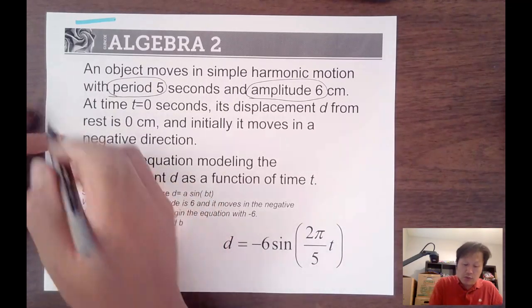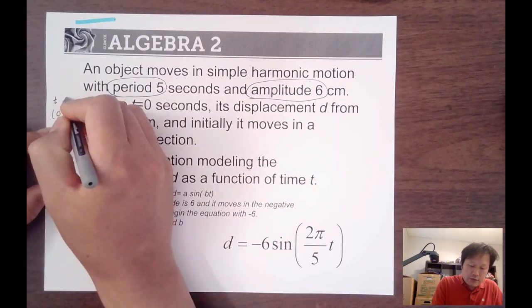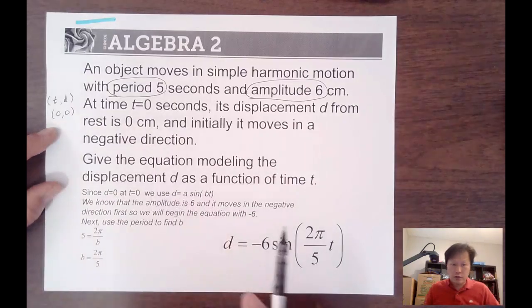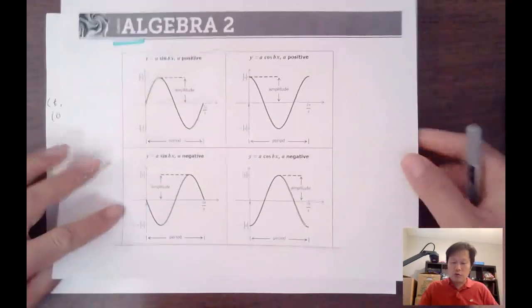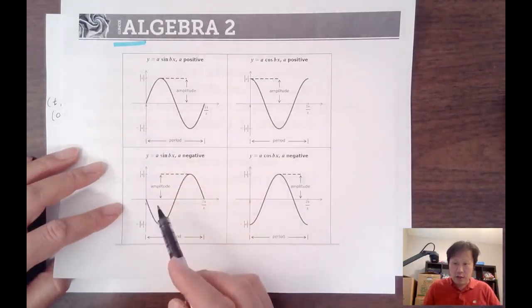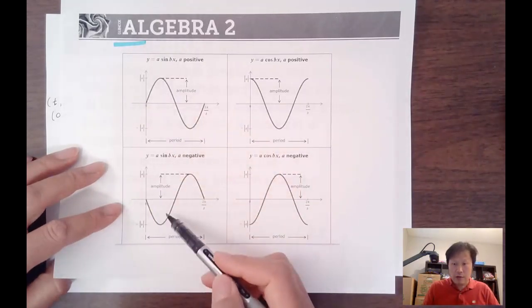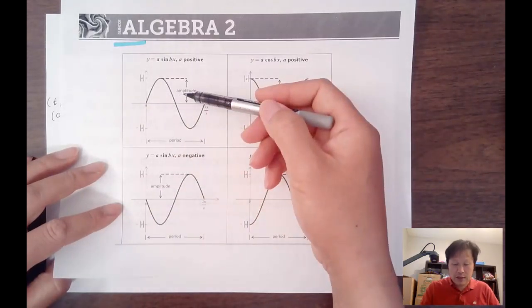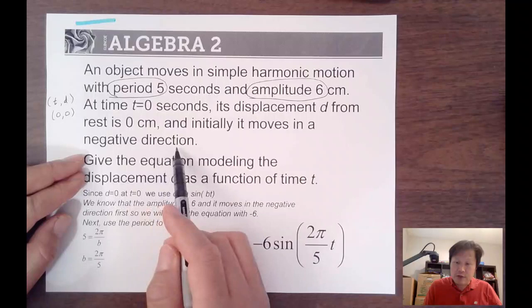What does that mean? 0, 0. t value, d value. They are telling you it's passing the origin. So right then, you should know it should be either this one or this one, so sine. Now, the matter is whether it is going up or going down. Because that's sine x, that's minus sine x. And initially it moves in a negative direction. It tells you it's going to go down.